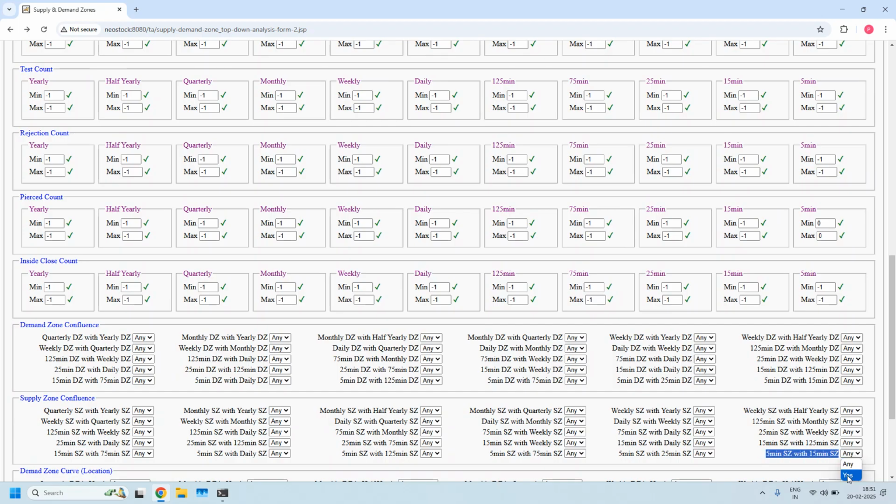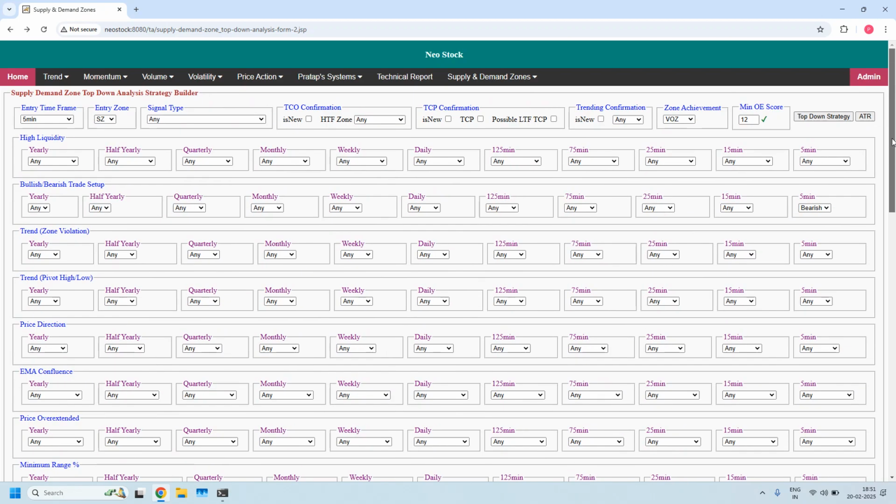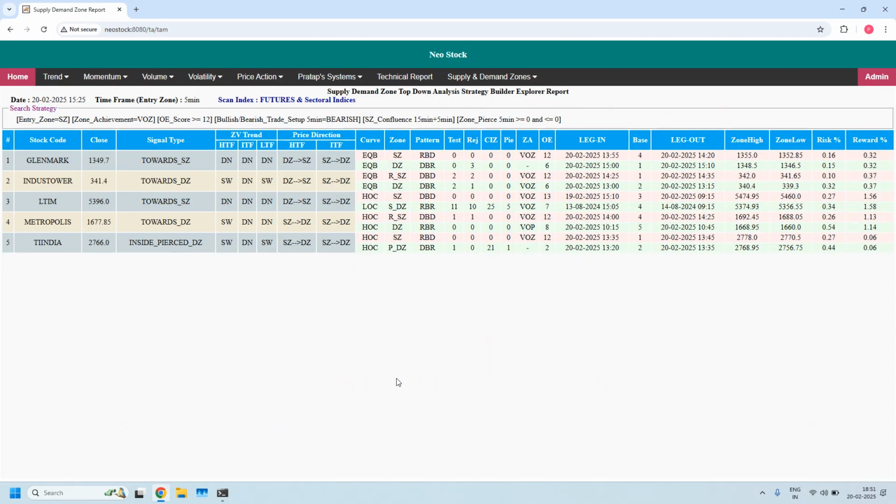I am enabling the filter. With this filter, out of 5 stocks, we got all the 5 stocks. That means in all these 5 stocks, these 5 minute supply zones are overlapped with the 15 minute supply zone. And all these are 5 minute supply zones, but they are overlapped with the 15 minute supply zone. And the 15 minutes trend is down in all these stocks.